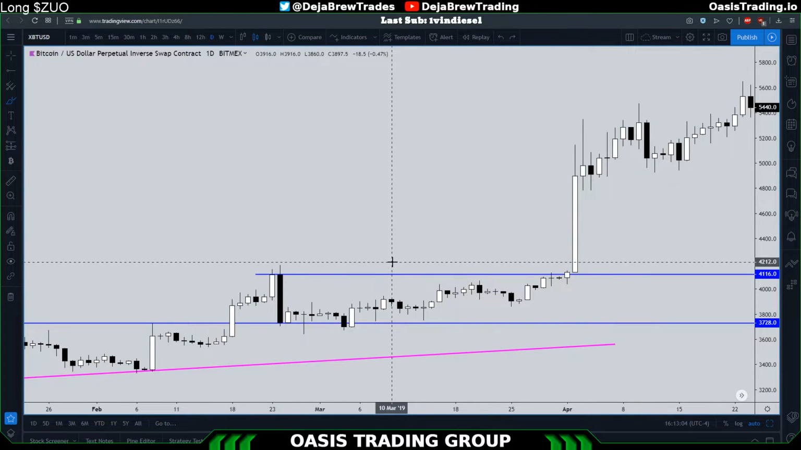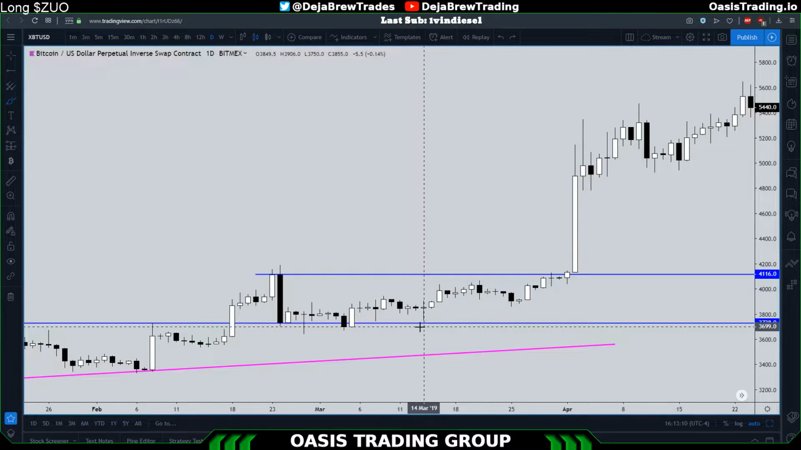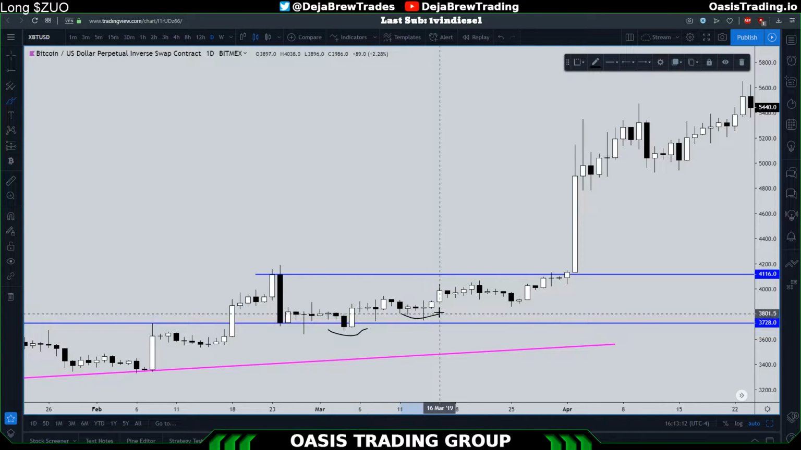But then what do we start to see? During this sideways structure, we're clearly seeing higher lows. We're clearly seeing an increase in price.